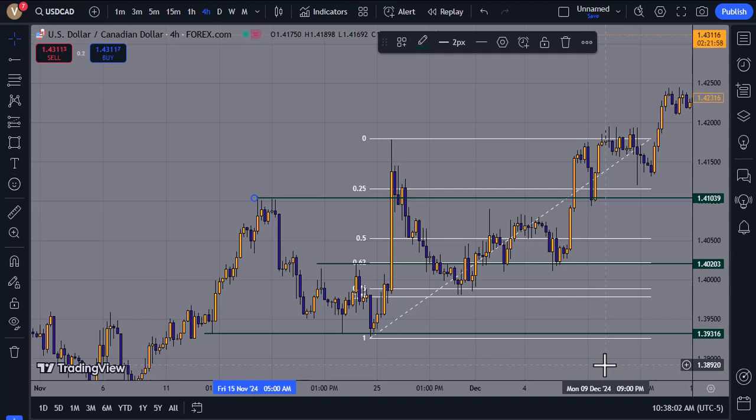Remember, we're not using indicators. We're not trying to use any gimmick or any hack or kind of shortcuts. We're actually reading price and using the right logic when reading price.